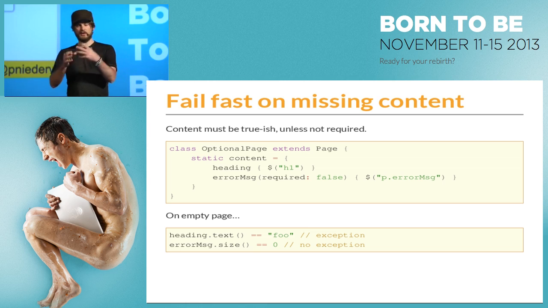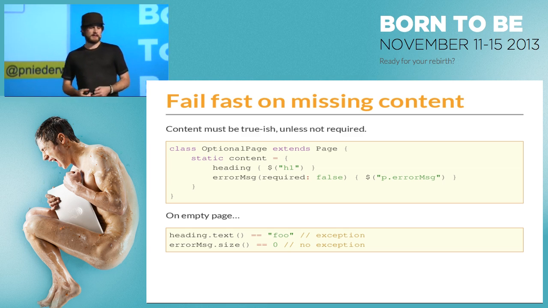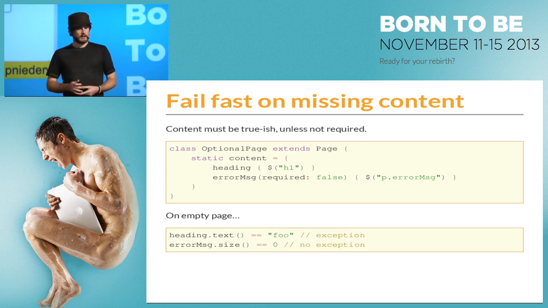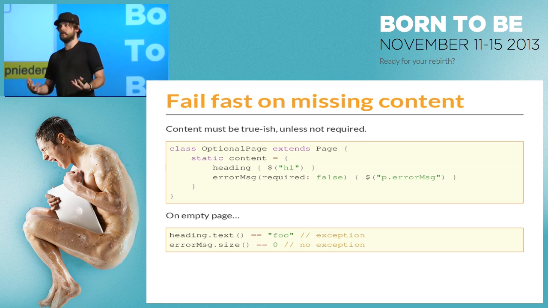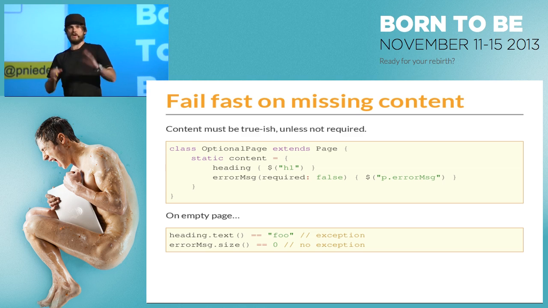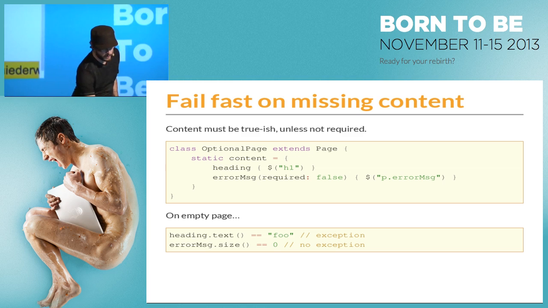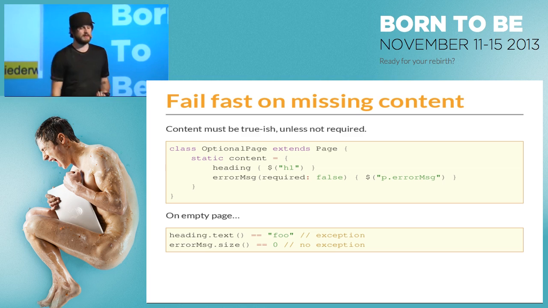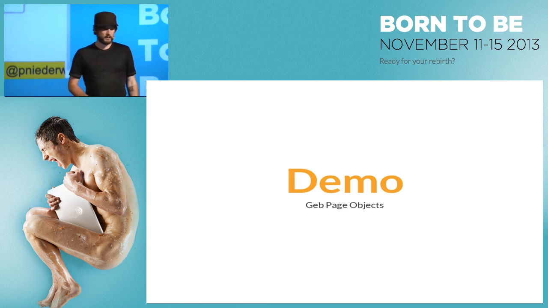So if I try to grab some content on the page, but there was nothing that matched that selector, in this case, I'm asking for H1, and let's say there were no H1s on the page. If I try and access that content, I'm going to get an exception. Geb's going to say, you asked for the H1, but I couldn't find it. And similarly, to turn that off, I can just say this thing is not required. Sometimes it might be there, sometimes it's not. I might want to assert that it's not there, for example. Okay, so let's have a look at that.